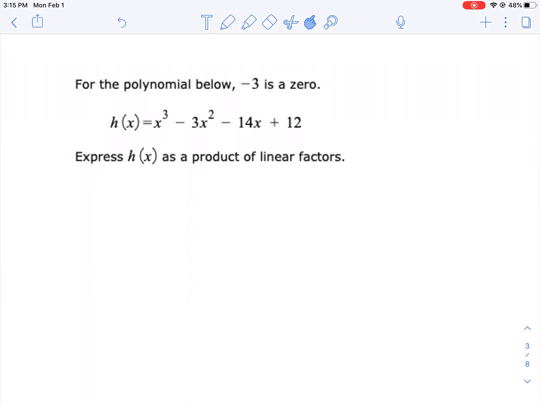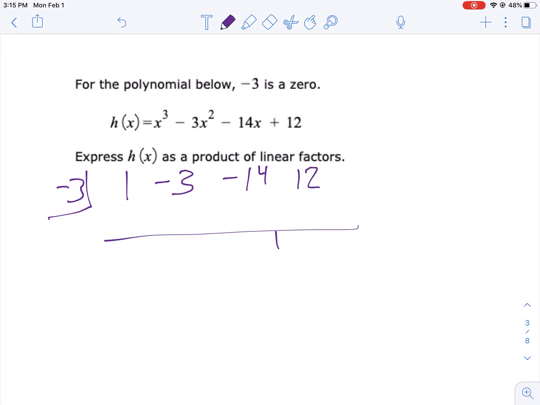Okay, for the polynomial below, negative 3 is a 0. I want to express it as a product of linear factors. Okay, so here's what we're going to do. First, we're going to use negative 3 because we know it's a 0. So 1x cubed, negative 3x squared, negative 14x, positive 12. I know I'm going to get 0 here. So bring down the 1, times negative 3 is negative 3, which gives me negative 6. Times negative 3 is positive 18, which gives me 4. Times negative 3 is negative 12.